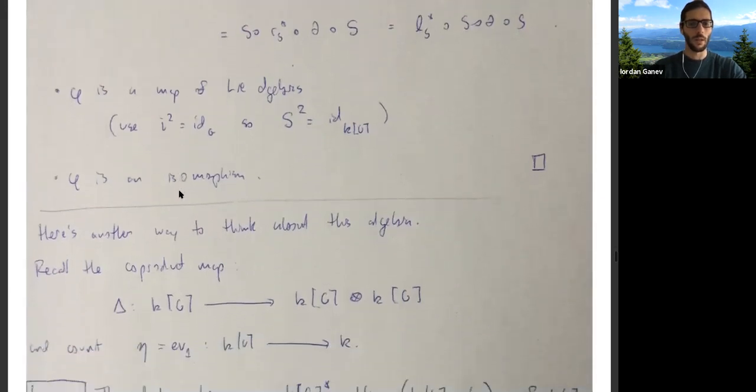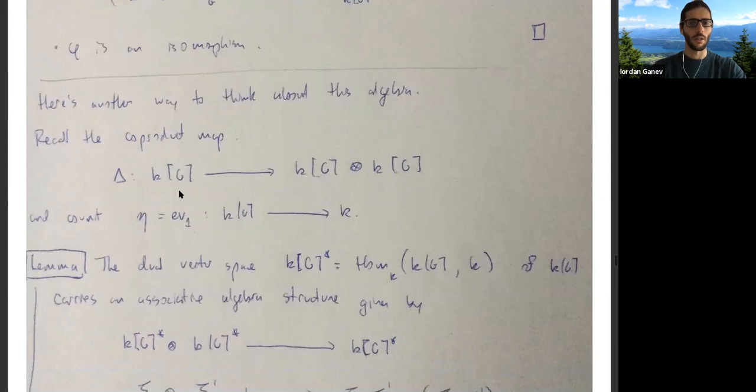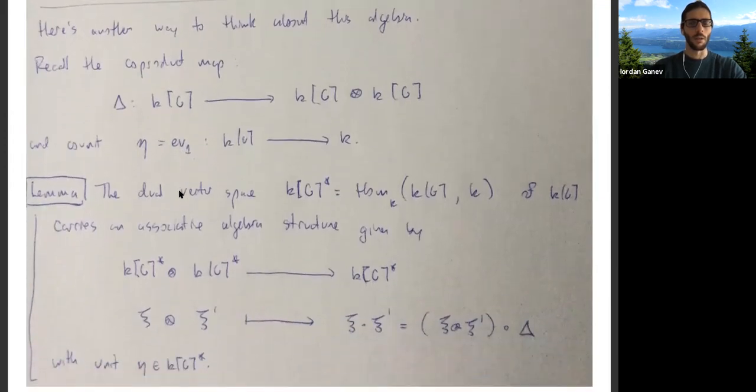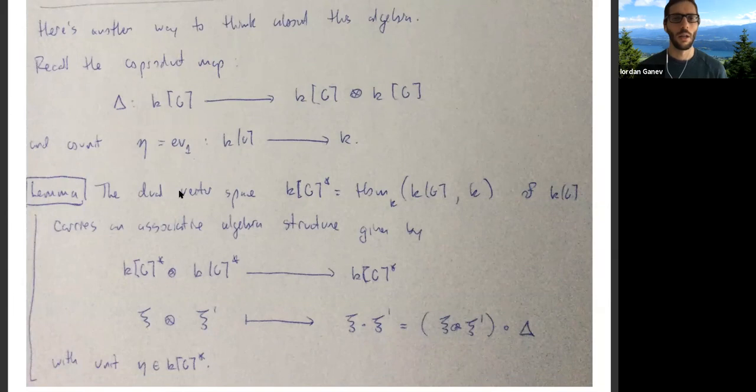So to set things up, let's first consider again the coproduct map. The pullback of multiplication on G gives us a map from the affine algebra of G to the tensor product of two copies of the affine algebra of G. That was just the coproduct that we've worked with. And there's also the counit map, eta. That's evaluation at the identity. So the affine algebra of G is a coalgebra, as we saw.